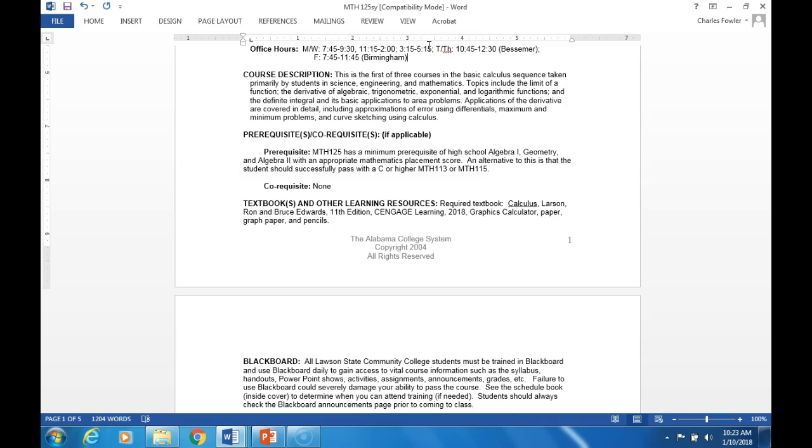I don't like this last sentence either. "Students should always check the Blackboard announcement page prior to coming to class." Why would they put that in there? What's the parenthetical thing they haven't said? Comma. "In case the instructor has decided to cancel class."